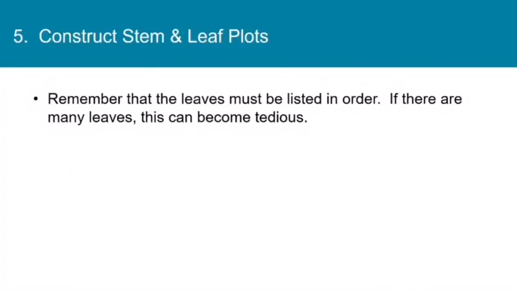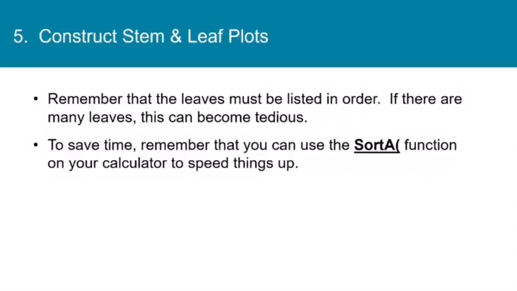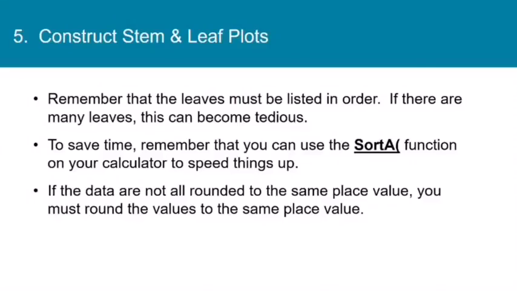Now remember that when you make a stem and leaf plot, all of the leaves must be listed in order. If there are a lot of leaves, this can become tedious because it just takes so long to put them in order. So to save time, remember that you can use the sort A function on your calculator to speed things up. Now, another thing to remember is that if all of the data are not rounded to the same place value, you must round the values first before you start making the stem and leaf plot, because we need for all the leaves to be in the same place value.